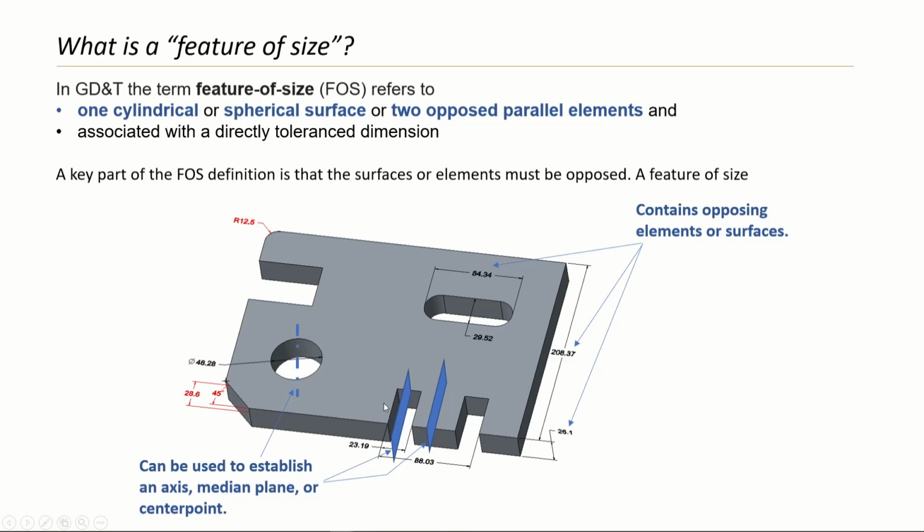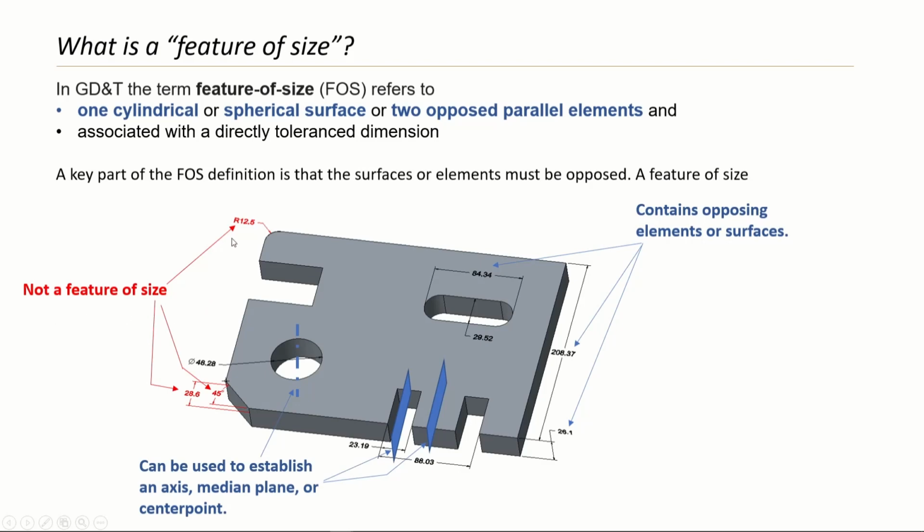You know what all are features of size, but you should also know which are not features of size. Here, the dimensions which are made in red are not features of size, only because these are not opposing elements. You cannot measure them with regular measuring devices like vernier calipers. So these are not features of size.